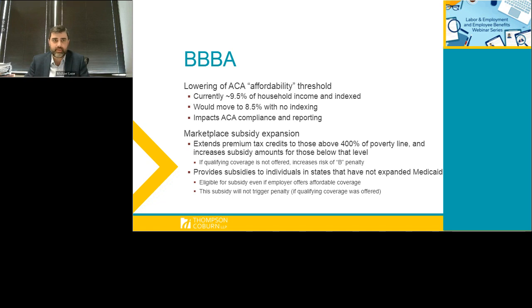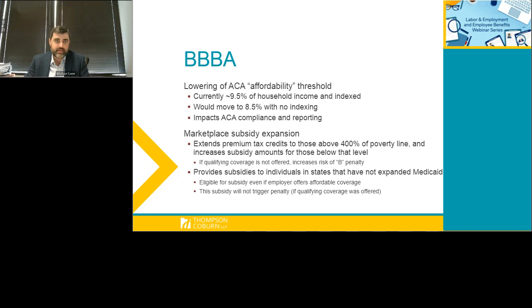The Act would also expand marketplace subsidy eligibility, so it would extend premium tax credits to those above 400% of the poverty line and increase the subsidy amounts for those below that level.